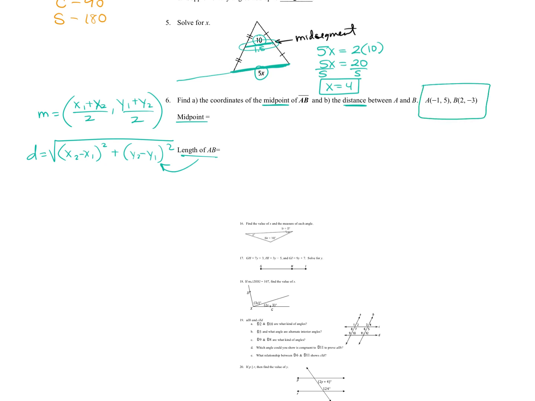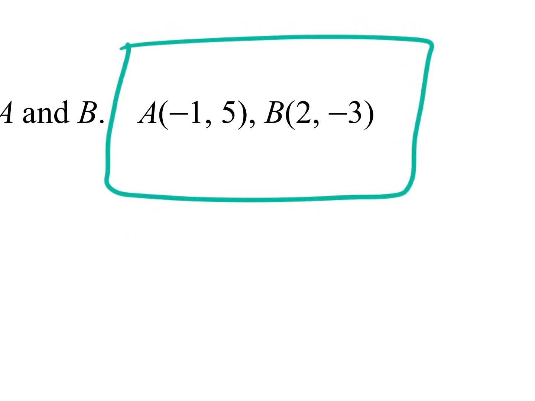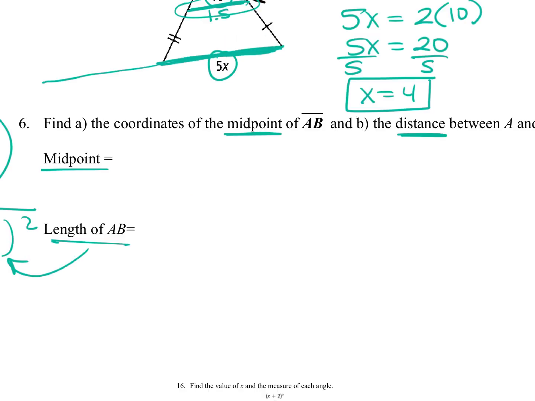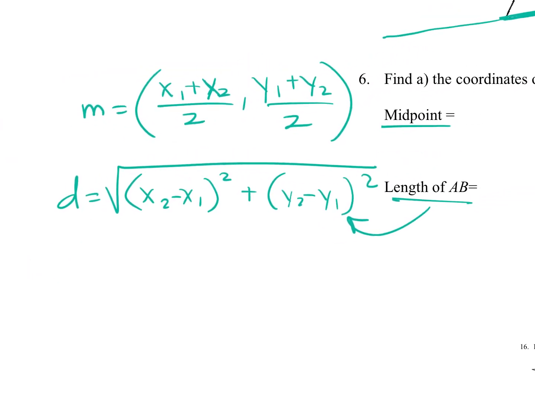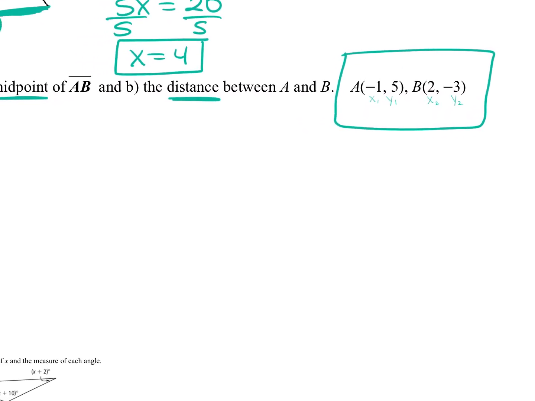So you have these 2 points, okay? The very first thing you should do on these problems is you should label them. This is going to be x1, y1, and this is going to be x2, y2. I give you the formulas on the final. It'll say at the top of your exam, midpoint, distance, and slope, and it gives you the formulas right there.